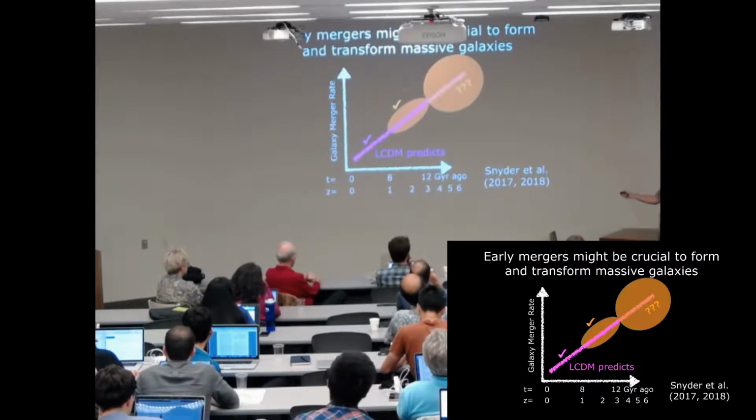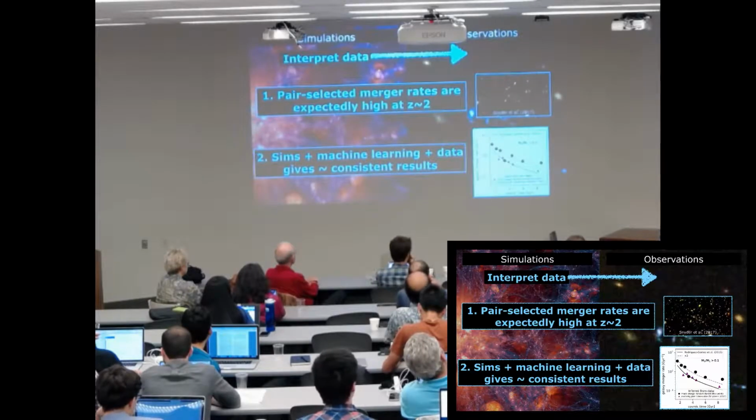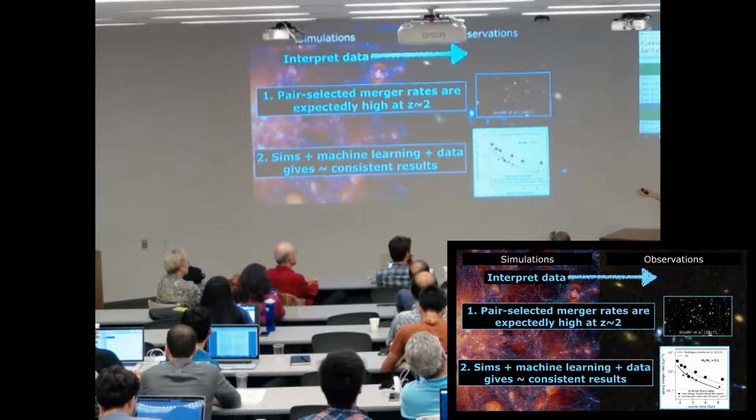So around a redshift of 2, we can check this box and say, yes, we think we're seeing hints of this. And this can allow us to understand how these early mergers might be helping to transform the massive galaxy population. So I'll leave up my summary. Pair-selected merger rates are expectedly high at redshift 2, and simulations plus machine learning and data gives roughly consistent results, at least in the trend. Thank you.